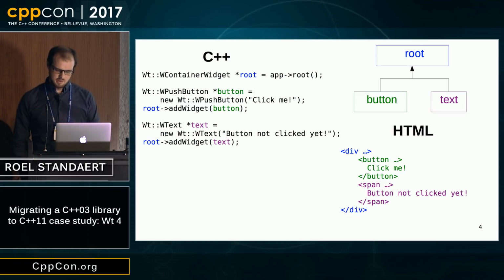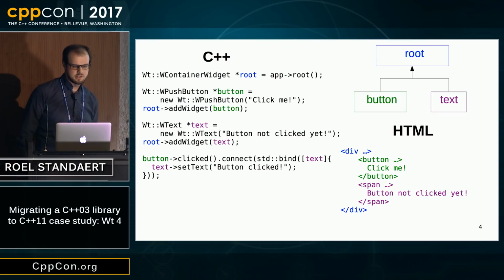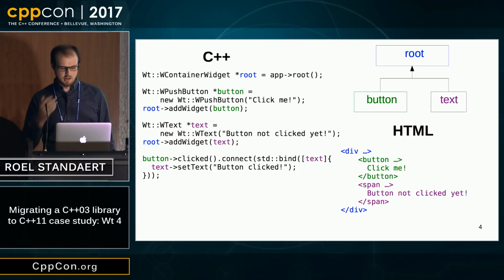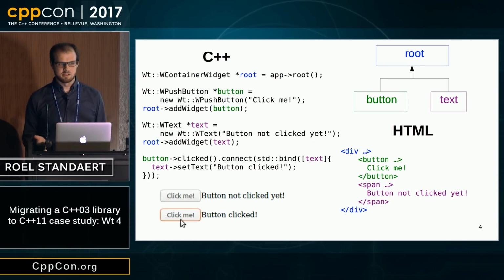And then you can take some signals. For example, there's a clicked signal defined on the button, and you can connect that to, for example, a lambda. And so you can update the text when you click on the button. And as a result, it's exactly what you would expect. You see a button with some text, "button not clicked yet", and you click the button, and it turns into "button clicked".